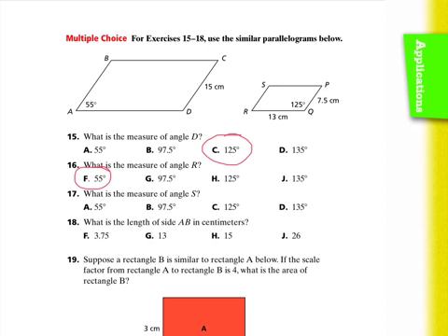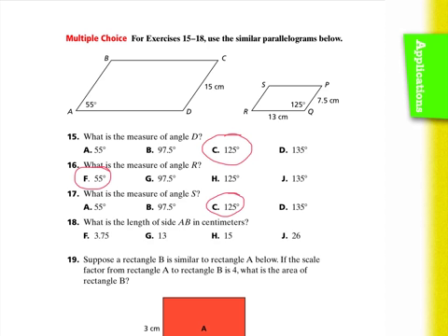Okay, so what is the measure of angle S? Since this is a parallelogram, we can make the assumption that this angle and this angle are exactly the same. This angle and this angle are exactly the same. So if S and Q are the same, they have the same degrees, then that means that angle S will be 125 degrees.